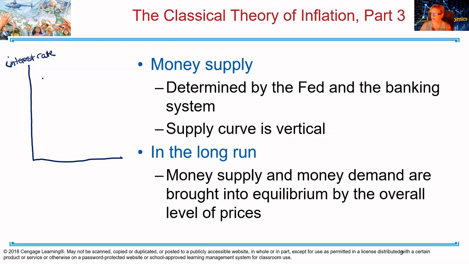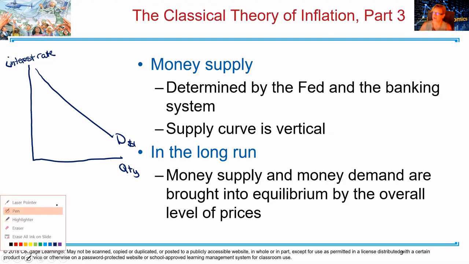And I'm going to go ahead and put the demand for money right here. Demand for dollars here. Again, why is it downward sloping with the quantity here? And we just talked about that in the previous slide. Now, where the demand for money and the supply of money intersect is where the interest rate will be.